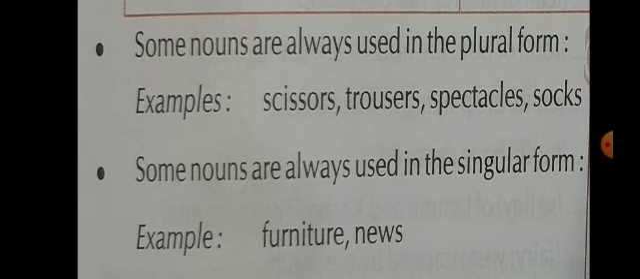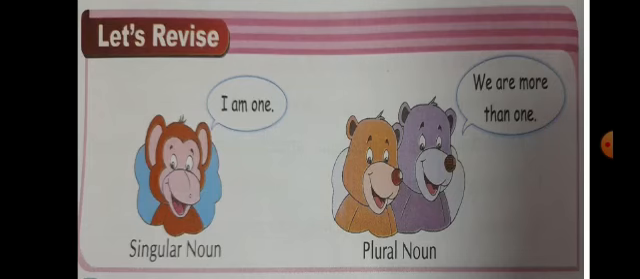Some nouns are always used in the singular form. There are some nouns which are always used in singular form, like furniture and news. So, let us revise, children. If the thing is one, like here the monkey is one, so it is a singular noun, and the bears are two. So, they are more than one, and that is why it is a plural noun. That was all about nouns, the number.